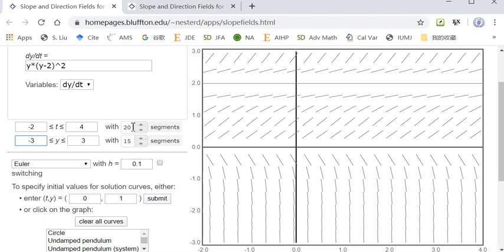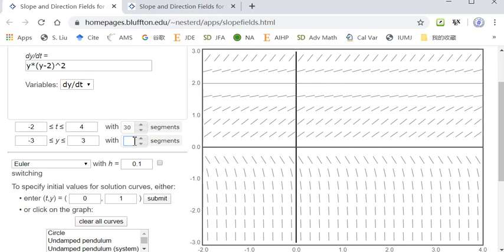And here, these two boxes control the number of segments in the t direction and the y direction respectively. The maximum is 30. Obviously, the more segments, the clearer the picture is. So we can try setting both of these to 30.